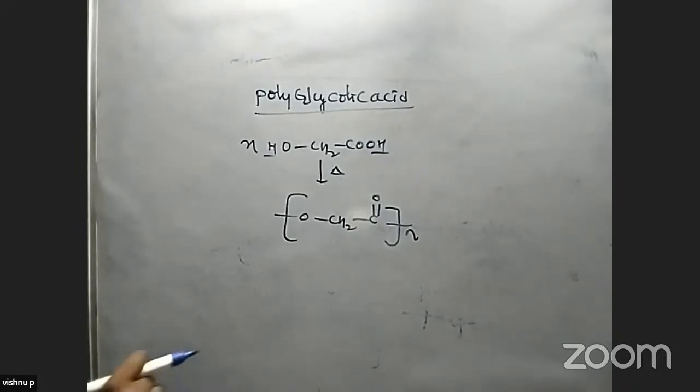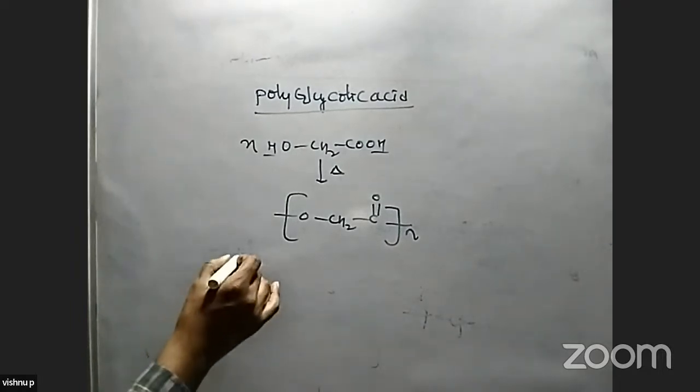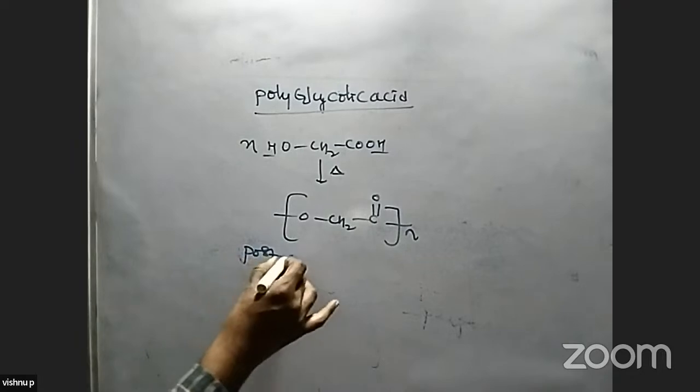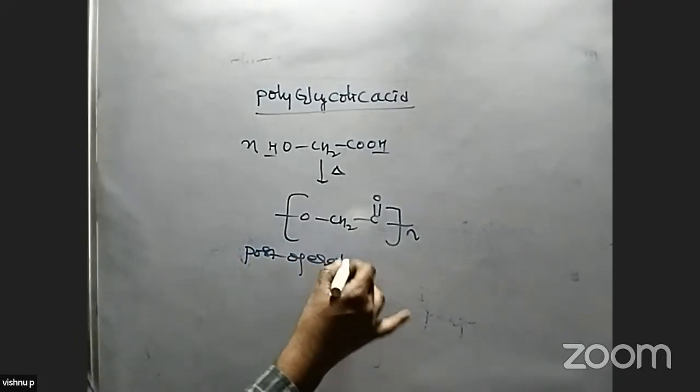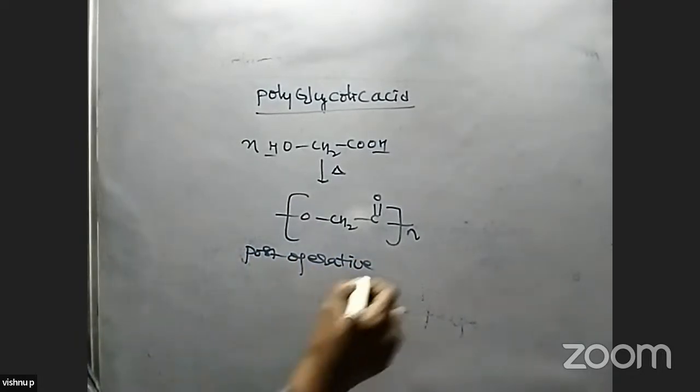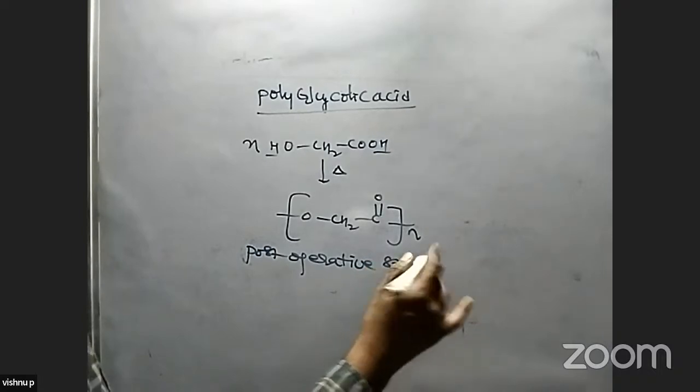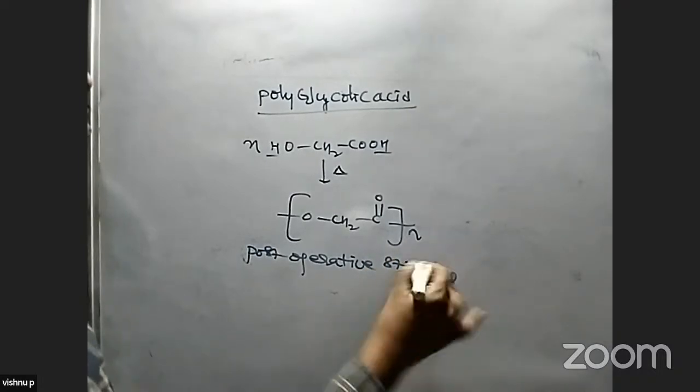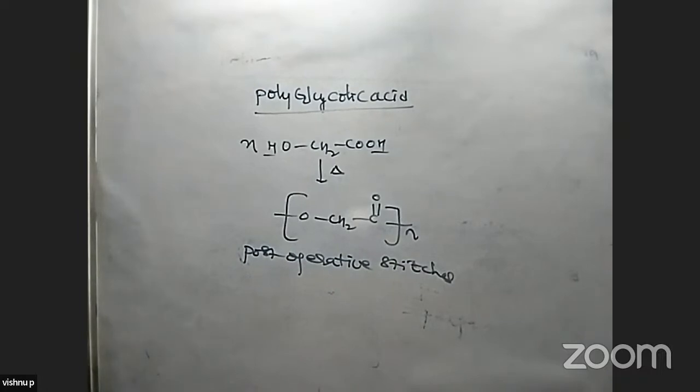What is the important use of this polyglycolic acid? It is used in post-operative stitches, which are decomposed in nature. That is what it is made of. This type of polymer is called polyglycolic acid. So these are important natural and synthetic polymers.